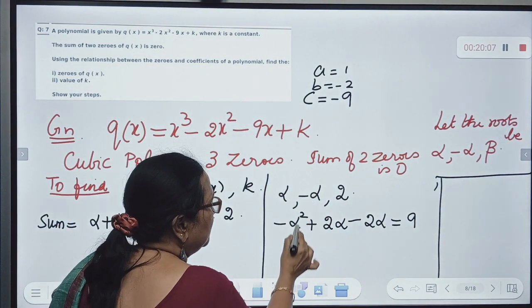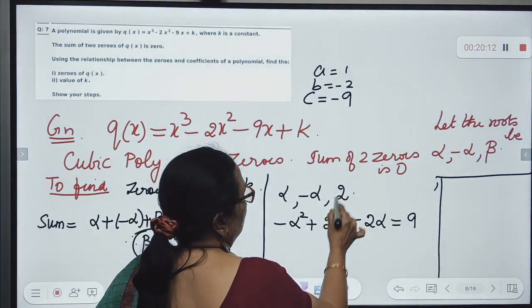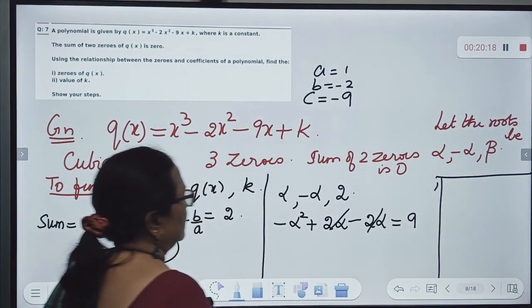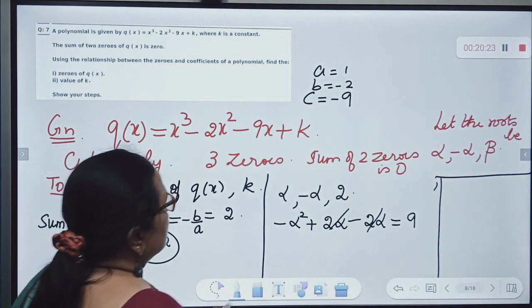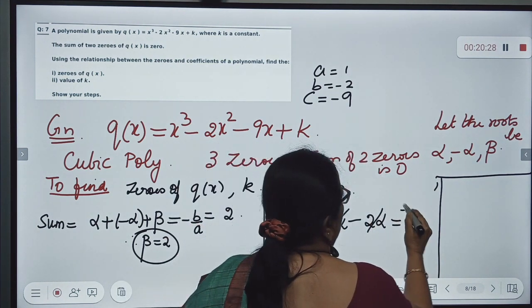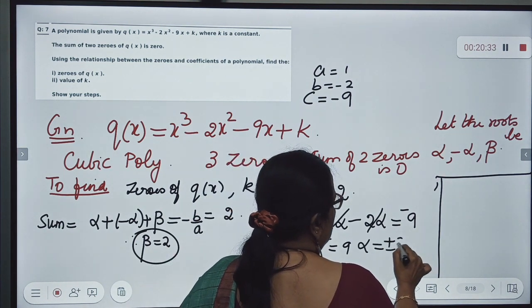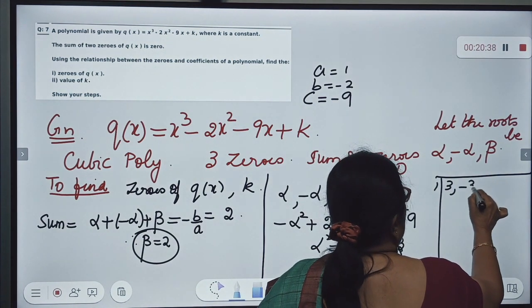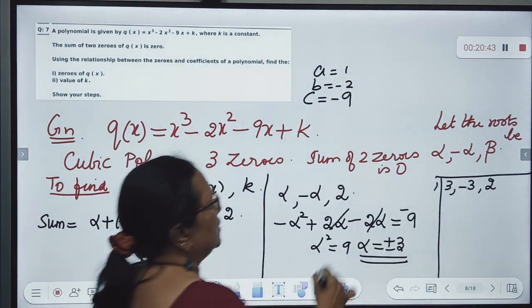Alpha into minus alpha square, minus alpha into 2, minus 2 alpha, alpha into 2 plus 2 alpha equal to minus 9. So this gets cancelled. So I get minus alpha square equal to minus 9. So alpha square is 9 or alpha is plus or minus 3. So the roots are 3, minus 3. Beta we have already found, it is 2. These are the roots.